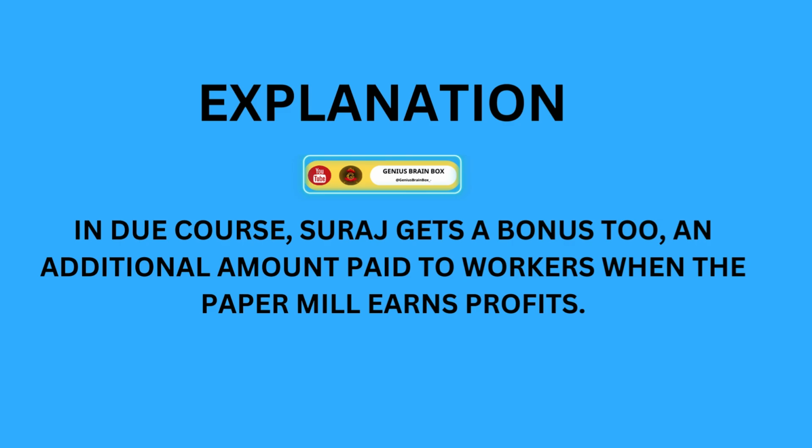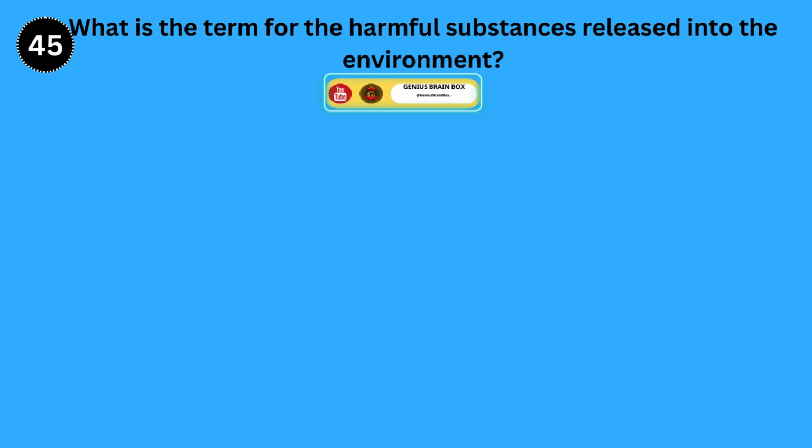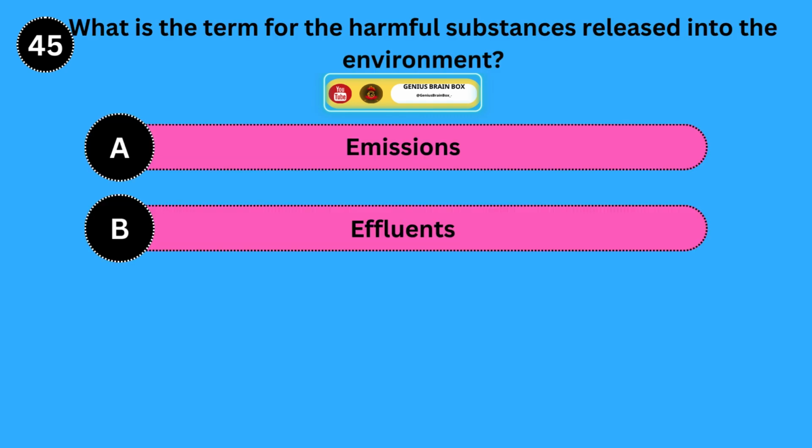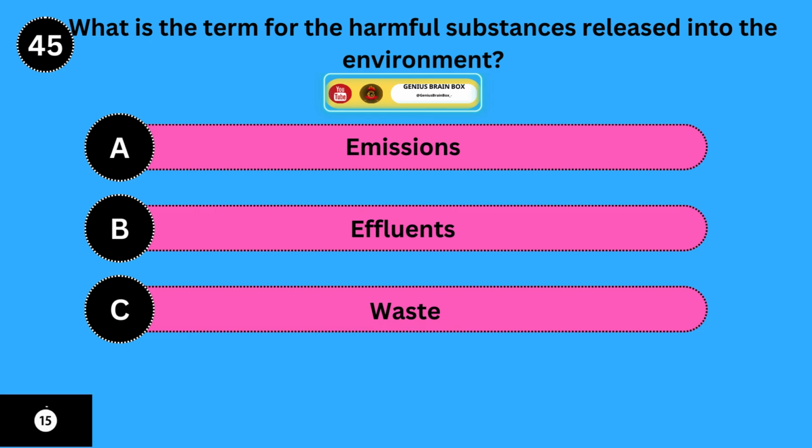Explanation. In due course, Suraj gets a bonus too, an additional amount paid to workers when the paper mill earns profits. What is the term for the harmful substances released into the environment? Option A, emissions. Option B, effluents. Option C, waste.